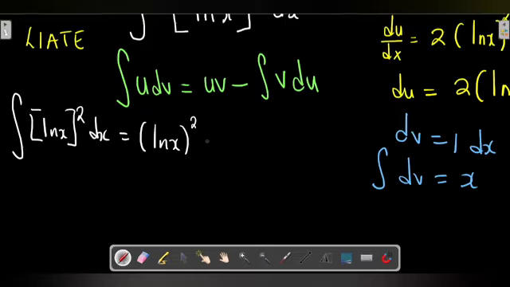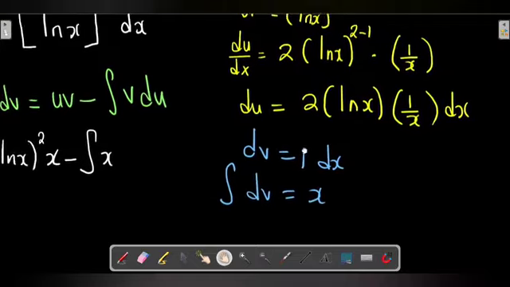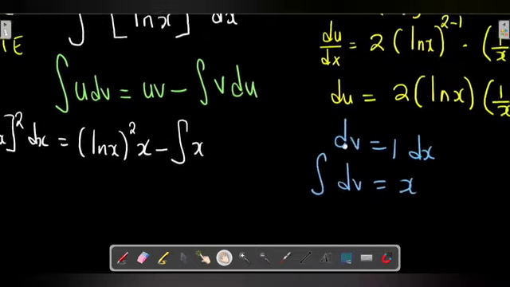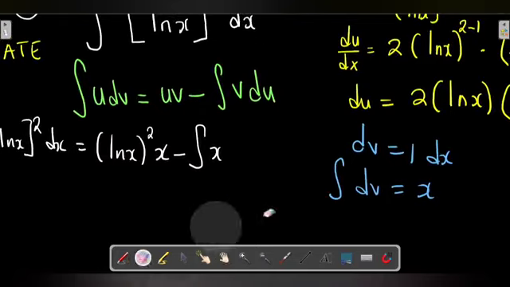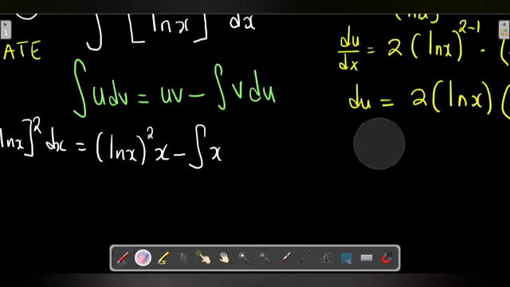What is our v? We have said it's x. Okay, so our v is x, minus the indefinite integral of x, then du. Now what is our du? You can notice that our du is this function right here. Okay, that is our du. Let me just get rid of this part.